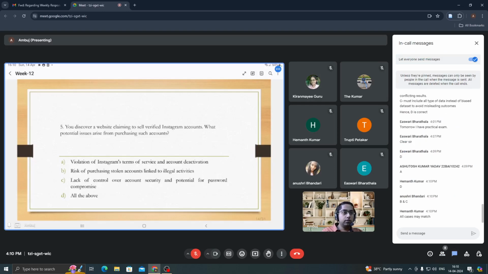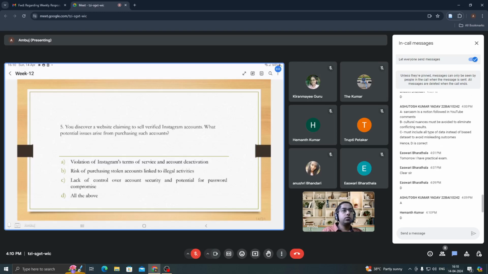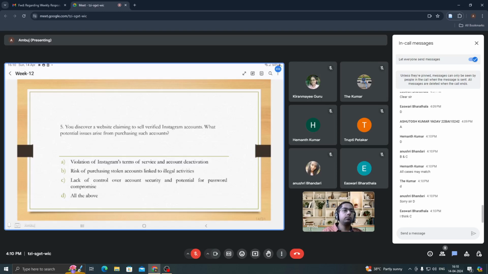All cases may match. Anushri Singh says B and C. Anushri, it's not an MSQ. It's not a multiple select question. In multiple choice questions, only one option is correct. When it is a multiple select question, then I will say MSQ. If you are saying D, no problem. Ishwari has changed from D to C. Okay, no problem.